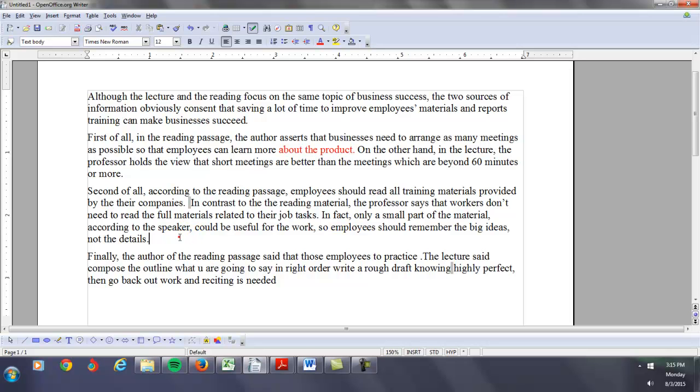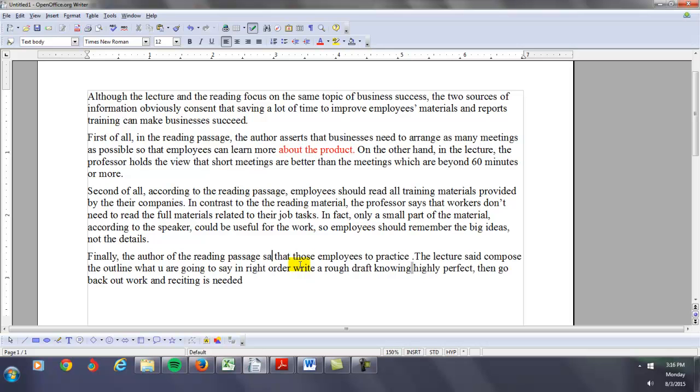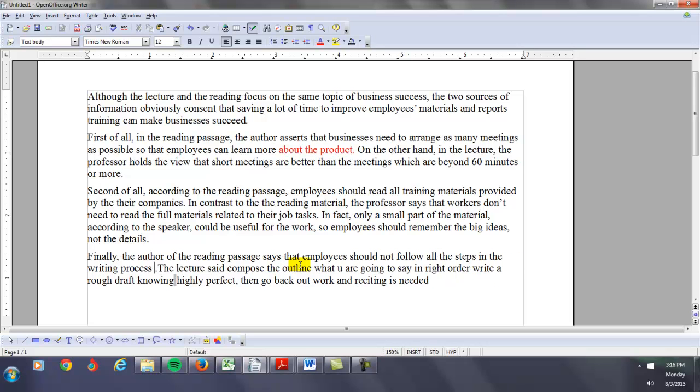But this is not bad. I think that you have a lot of the important points here. We have, fine, the author of the reading passage, you remember here, says that employees should not follow all the steps in the writing process.